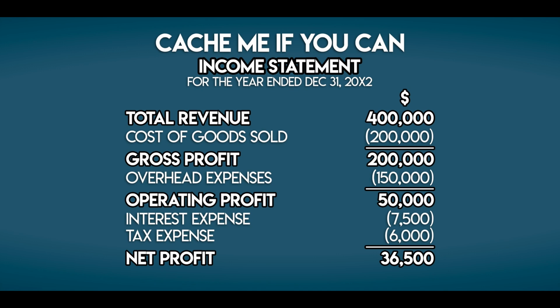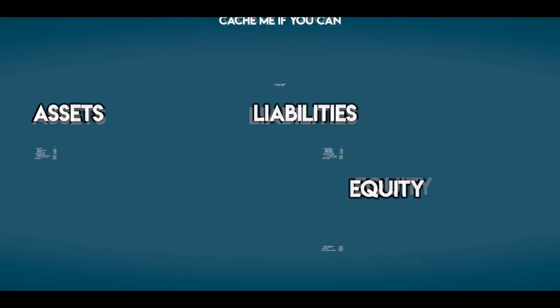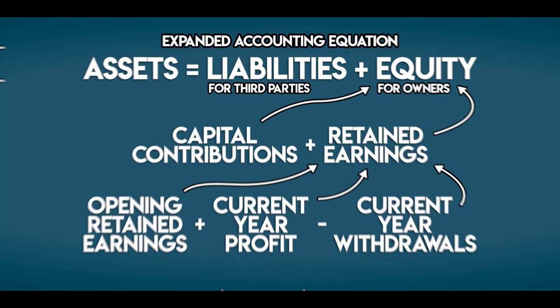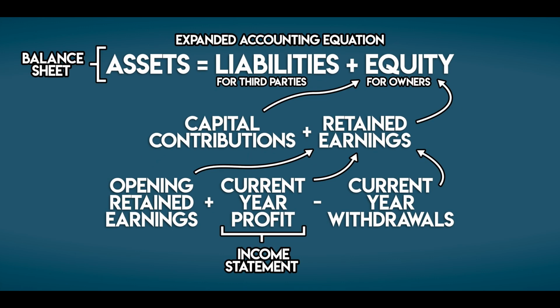The income statement summarizes a business's revenues and expenses over a period of time. It's a financial statement, just like the balance sheet, but this one tracks Cash Me If You Can's performance over a 1-year period and tells us how profitable they are. Pretty cool, hey? So if you go back to the accounting equation and expand it out, we can see that retained earnings is the key that links together two of the most important financial statements, the income statement and the balance sheet.